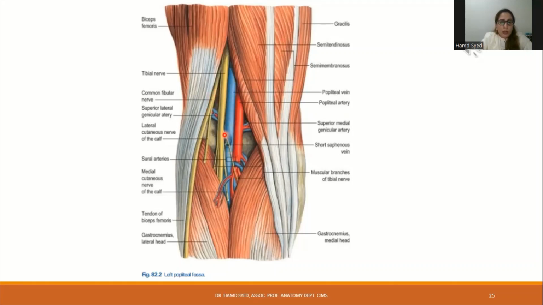We can also see other nerves. Over here, this one is the branch of the tibial nerve, which is the medial cutaneous nerve of the calf. And you can also see the branch of the common peroneal, which is the lateral cutaneous nerve of the calf. Also, we can see the short saphenous vein entering the popliteal vein within the popliteal fossa. And here are the genicular branches to the knee joint, and here are the muscular branches of the tibial nerve to the muscles.